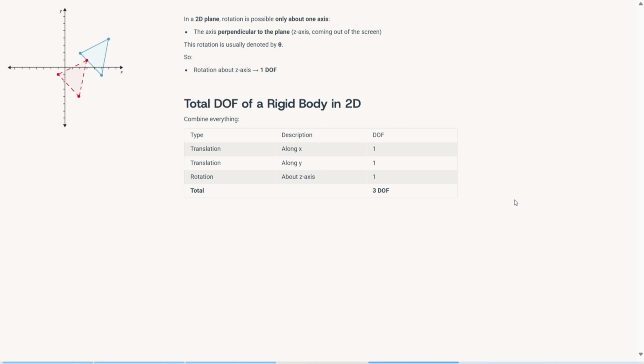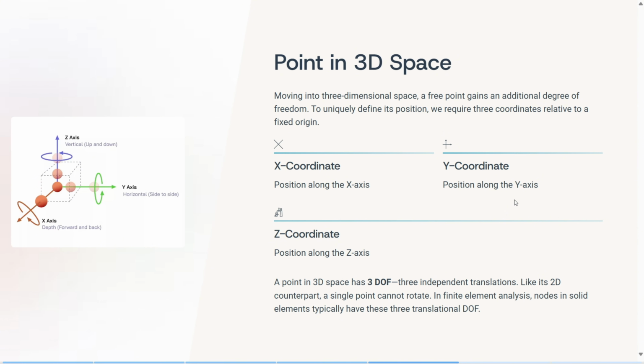Fine. And the next one, a point in 3D space, just a point. Let's consider this box, as it has 3 axes. It is a 3-dimensional space. Here, a point in 3D space has 3 DOF. It has 3 independent translations. We are considering only the point. In the diagram, it shows us rotation, but a point cannot rotate. X, Y, Z, this coordinate system is what we need to define a point. So a point in 3D space will have 3 DOF.